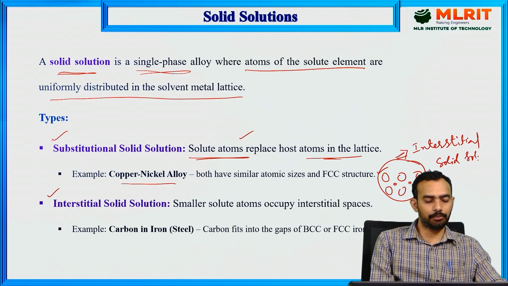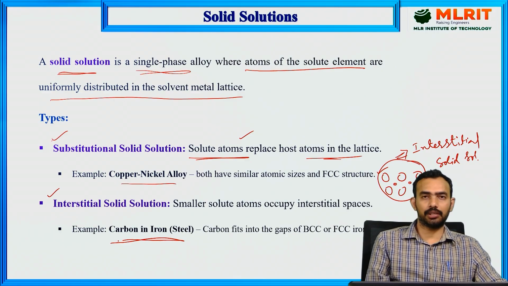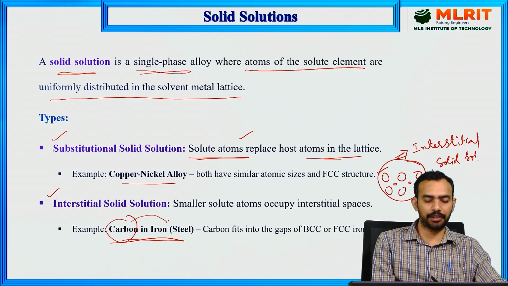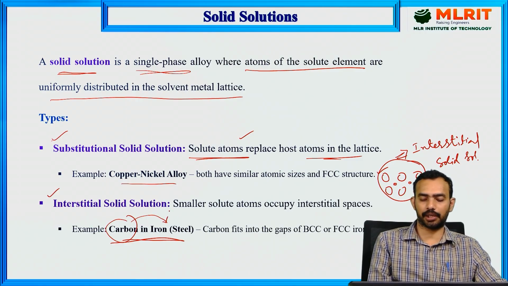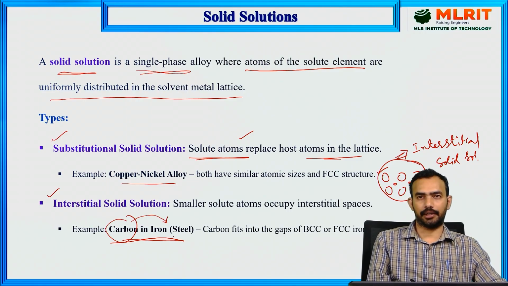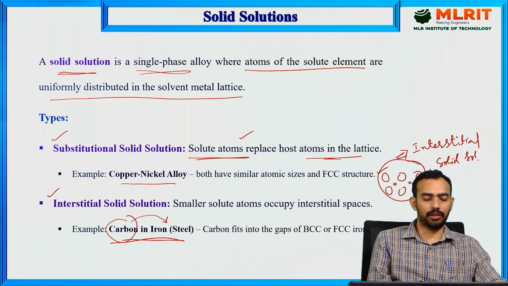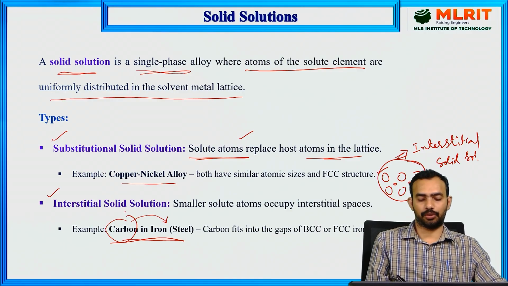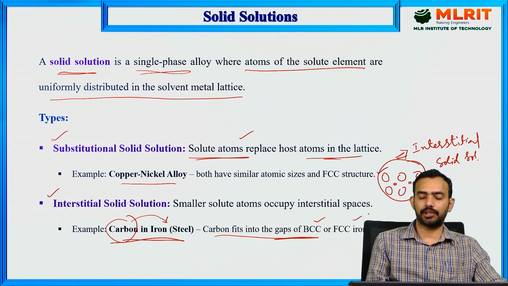So what is the example? Steel is the best example. Carbon is the solute atom that occupies the interstitial sites of the iron lattice. In this way steels and cast irons have been created. So iron alloys are considered to be interstitial solid solutions, where carbon fits into the gaps of BCC or FCC iron, depending on the temperature.